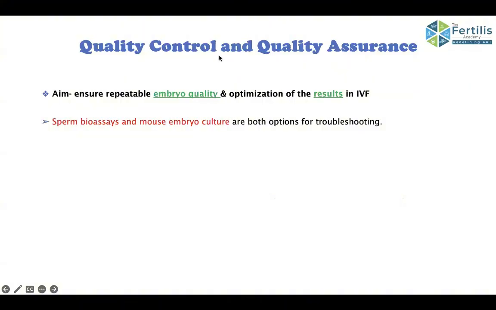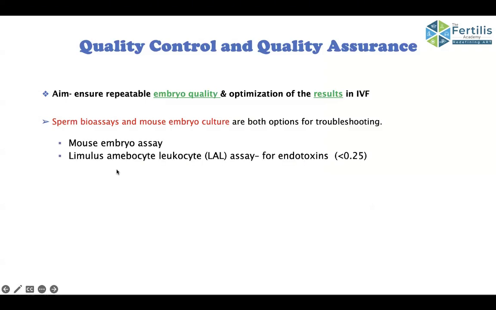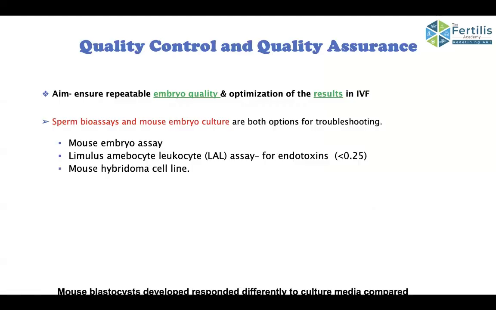Another important aspect, as I told you, is quality control and quality assurance, which is very important for proper functioning of the IVF lab. Some of them are mouse embryo assay. I told you about litmus, oocyte, and leukocyte assay for endotoxins.